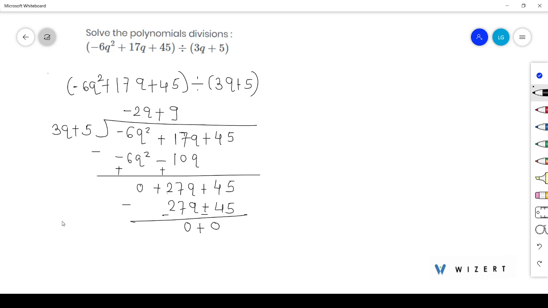As our remainder is 0 here, the result of our polynomials division is our quotient, which is here minus 2q plus 9.